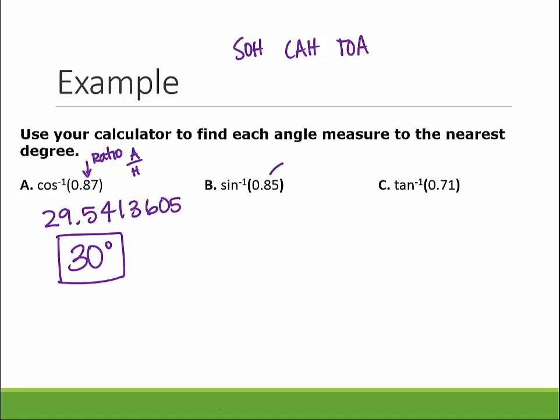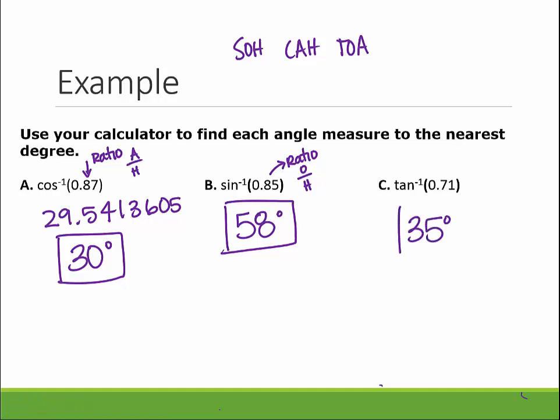So again, remember for this one, it's telling us that there's a ratio between the opposite and the hypotenuse that gives us 0.85. So make sure that when you type this in your calculator, you can get out the same degree that I do. About 58 degrees will give us that. And then finally the last one, the inverse tangent of 0.71 gives us about 35 degrees.